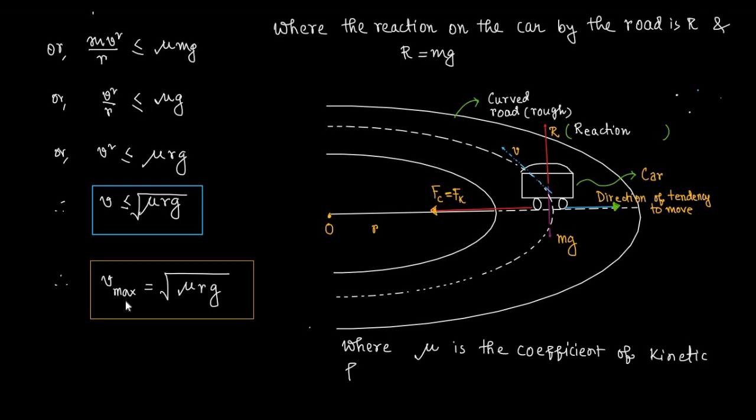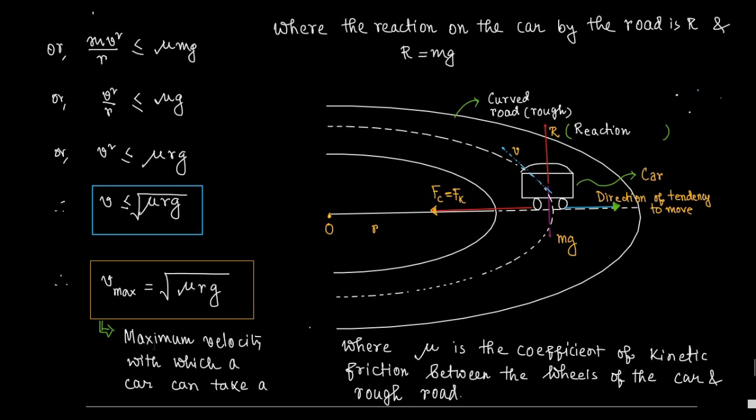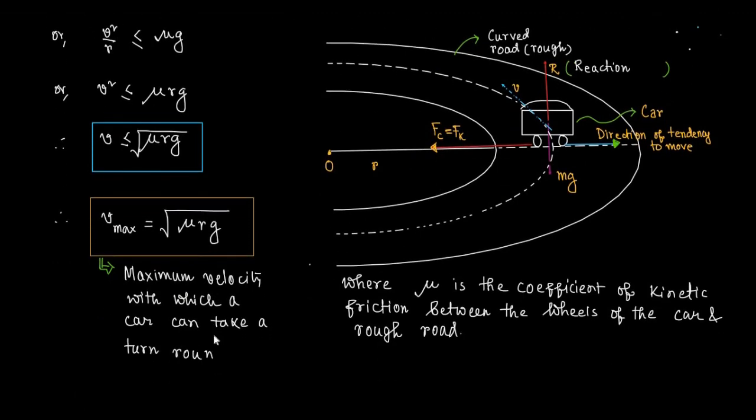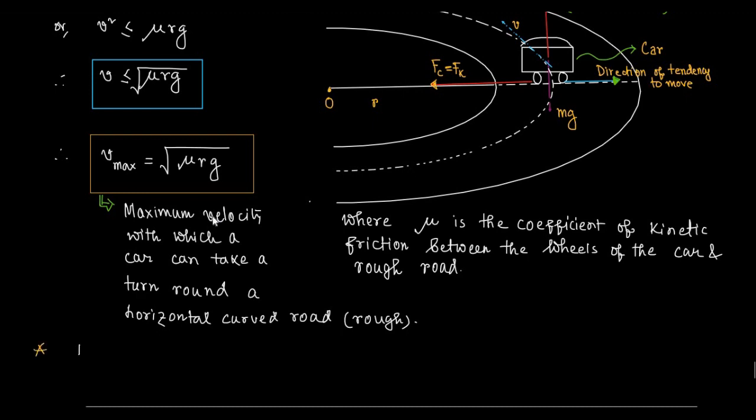mu is the coefficient of kinetic friction between the wheels of the car and the curved road. Vmax is equal to root over mu rg, that is the maximum velocity with which a car can take a turn round a horizontal curved road, and the horizontal curved road is a rough road.